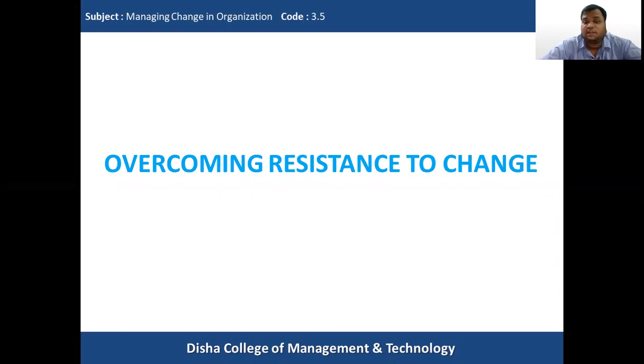We have also understood that resistance is a very natural way of reacting to change, and what a manager can do in order to overcome this resistance to change. Under that, we have studied OCM, organizational change management, and certain approaches that can be used by managers to resolve or overcome this resistance to change. We have also discussed certain successful strategies of OCM that can be applied for overcoming this resistance to change.